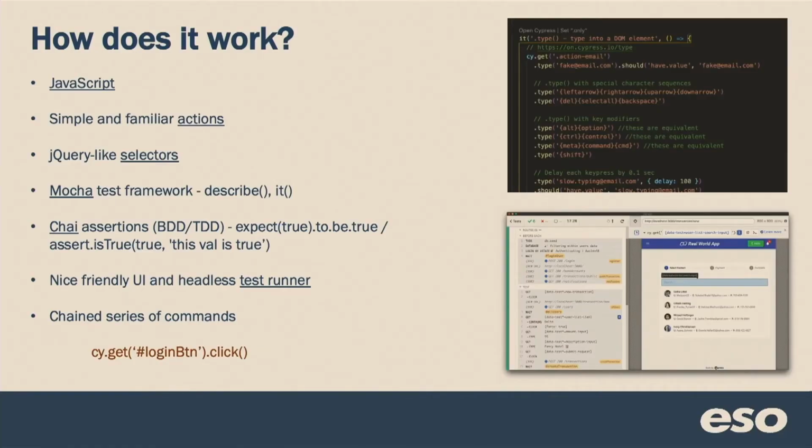Cypress uses a chained command mechanism, whereby the promise of each command returns the subject onto the next command. As you can see here in the example, Cypress will select a jQuery object that has an ID of login button, and then it will pass that subject to the click command, which will then in turn click it.